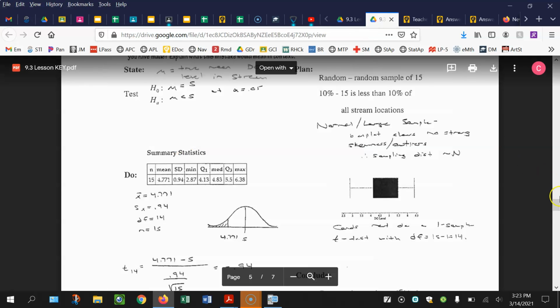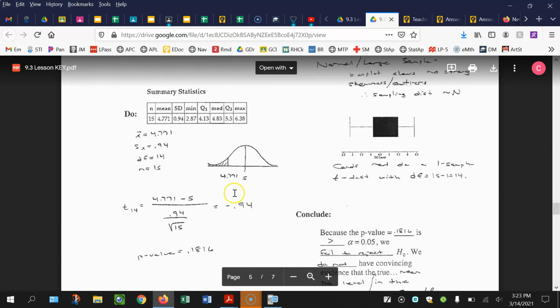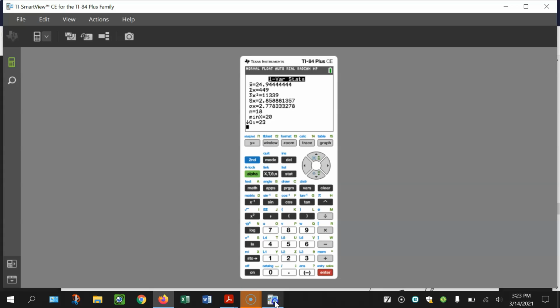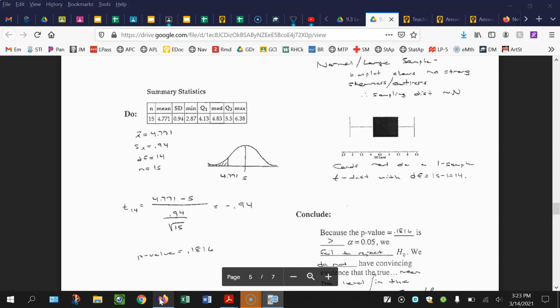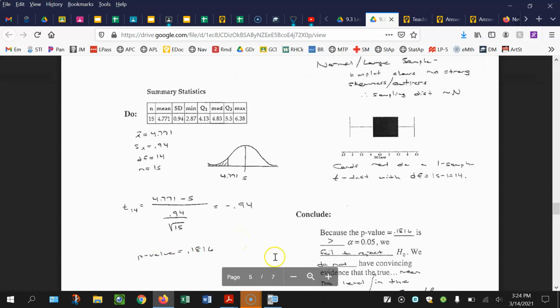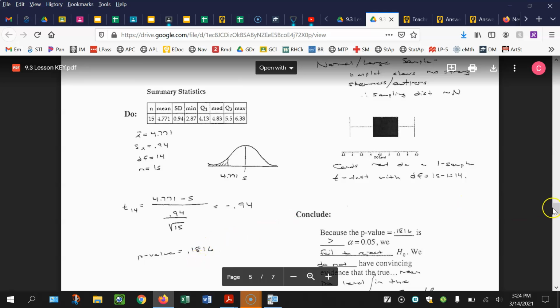I might as well just come over to the answer key here. So this is what the sampling distribution looks like. My test statistic is negative 0.94. And then with my p-value, I'm going to go second vars, tcdf, from a very large negative number to negative 0.94 with 14 degrees of freedom. I don't need to multiply this area by 2 because this is not a two-tailed test. So the p-value is approximately 0.182. It is helpful to communicate tcdf and write that on your paper. It does not hurt. It takes about 5 seconds, but make sure you explicitly label this p-value.